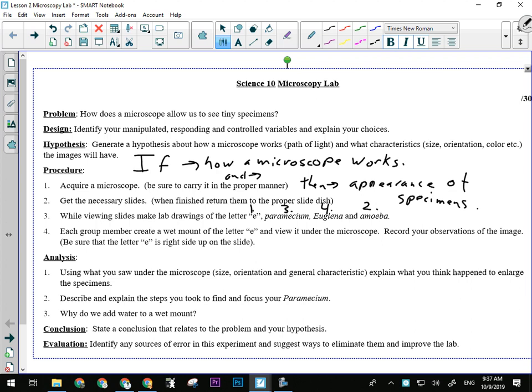Then you're going to move on to the prepared slides. I'll have boxes of slides up there. One box will say amoeba, one will say paramecium, one will say euglena. You're going to get the amoeba next. If you hold the amoeba slide up to the light, you can actually see the amoebas with the naked eye. They're going to look like a little purple speck on the slide, so you'll know what you're looking for.